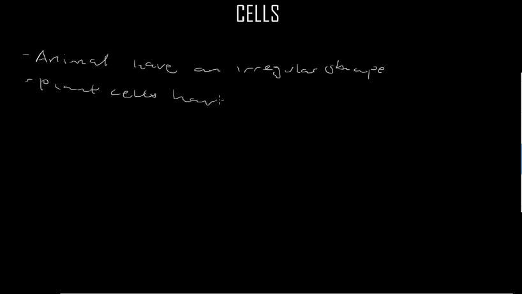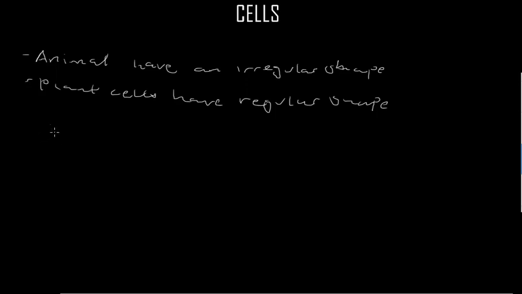In most cases, animal cells have an irregular shape, whereas plant cells have regular shape in most cases. So if I was to say, what is a regular shape? What is an irregular shape? A regular shape is any shape that we can think of, any normal shape that you know, grade 9s. I'm talking about square, rectangle, triangle, and so on. An irregular shape is an undefined shape.